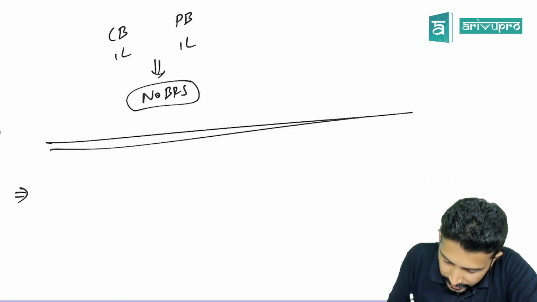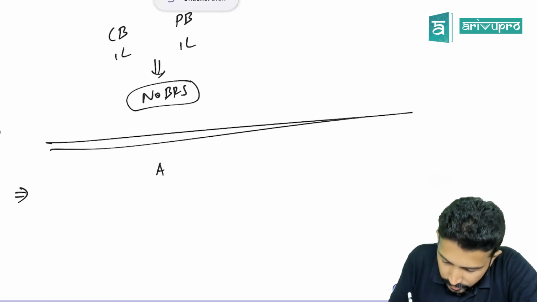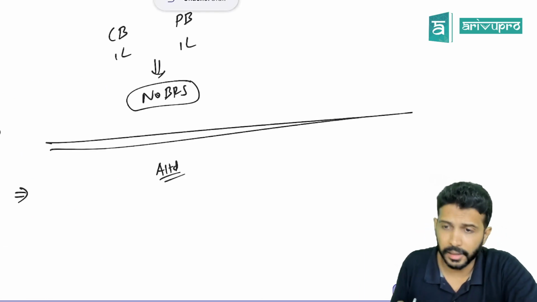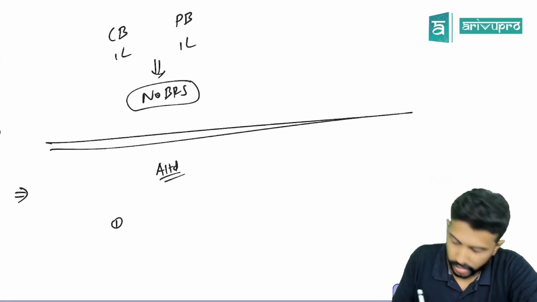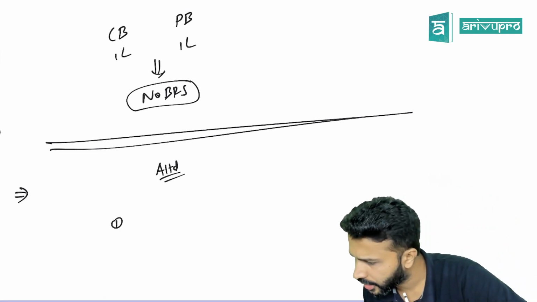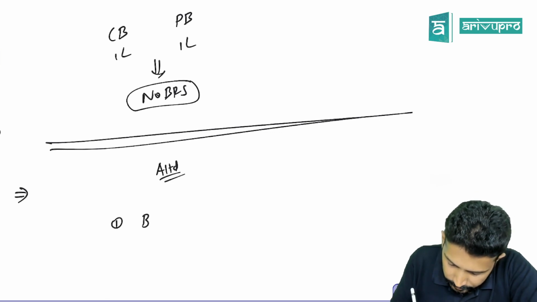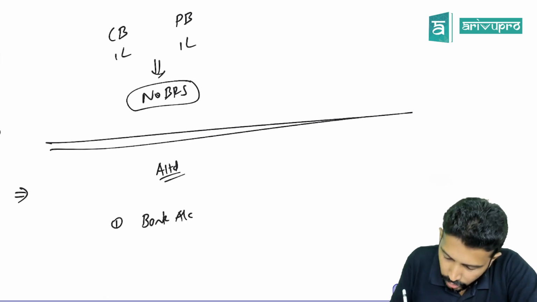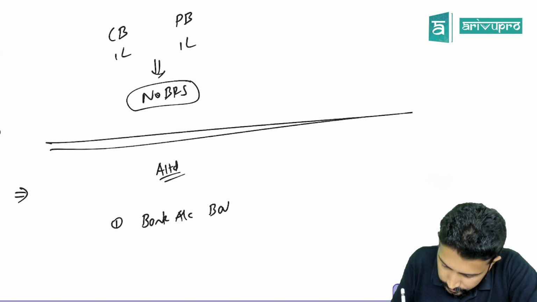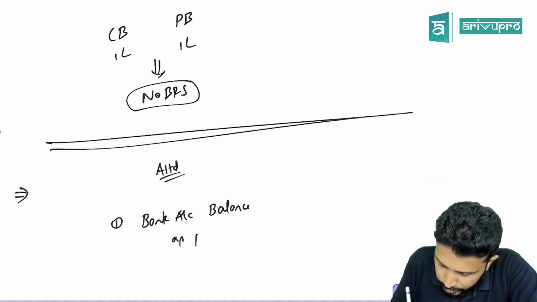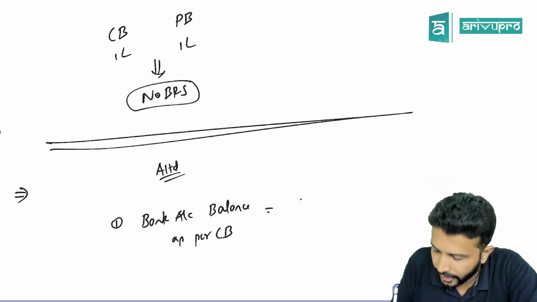Let's say the company name is A Limited. The business name is A Limited. Okay, leave the names. It's okay. Let's say bank account balance as per cash book is 1 lakh rupees.